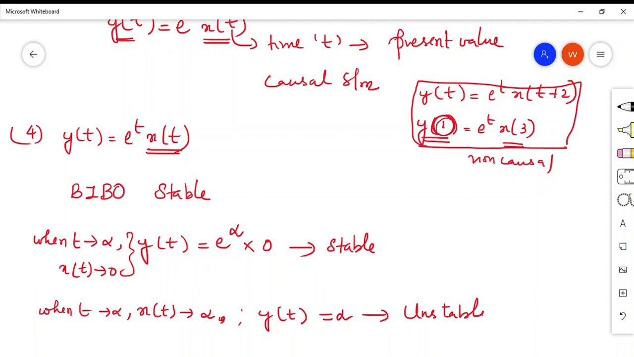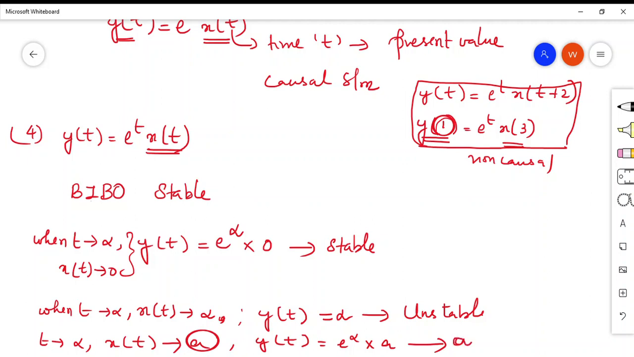Now you take the third condition, when t tends to infinity. Imagine your input is a. So the output y of t is equal to e raised to infinity into a. Now here the input is bounded or finite. So when you substitute, y of t is equal to e raised to infinity into a, and your y of t becomes infinity. So again it is unstable.